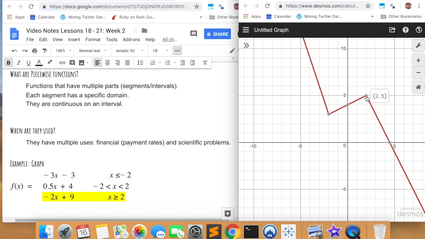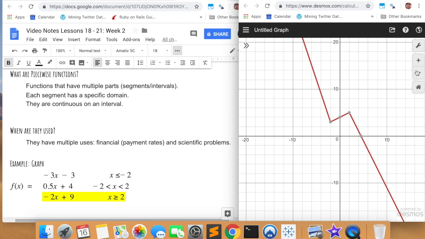Because this is a function, your x values are not going to repeat, so you're never going to have a situation where x equals 2 is something different. So your values are going to be either x is less than 2, and then on the other interval, it might be equal to 2. So just try to keep that in mind.